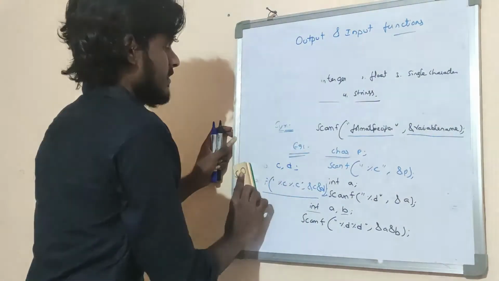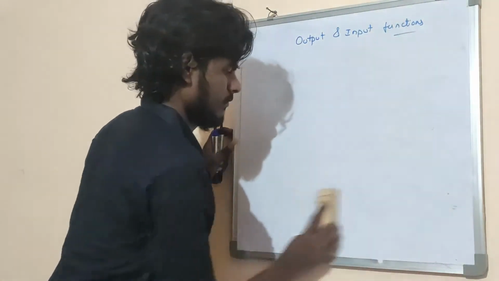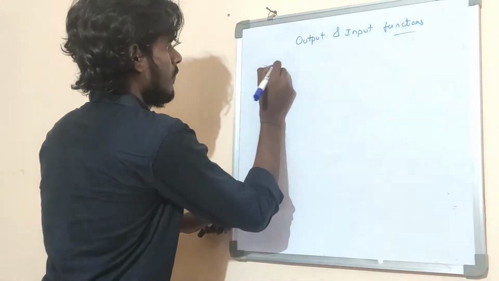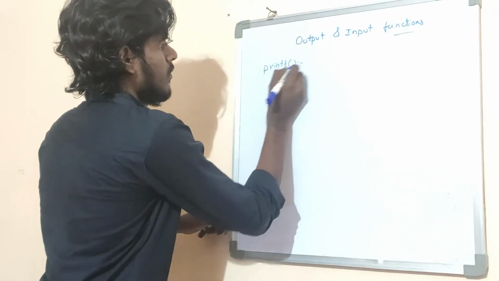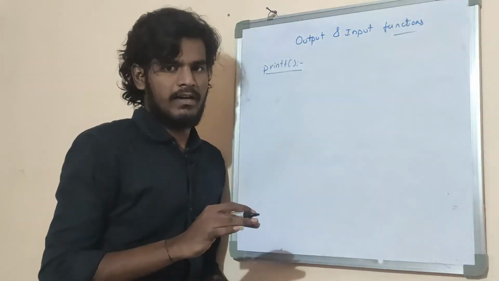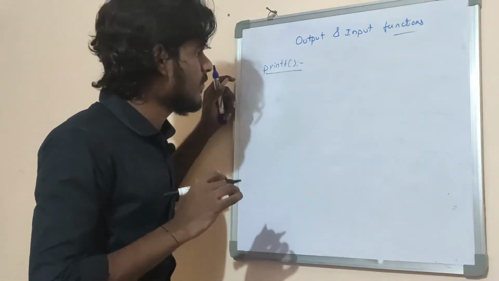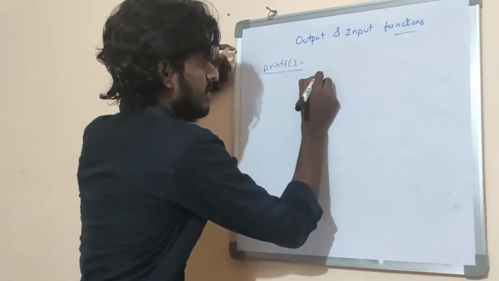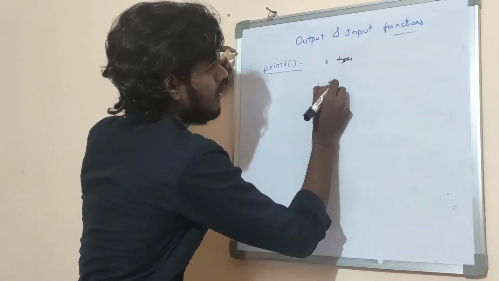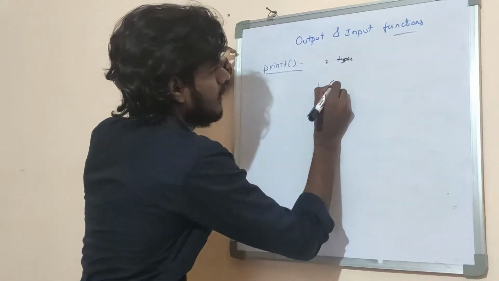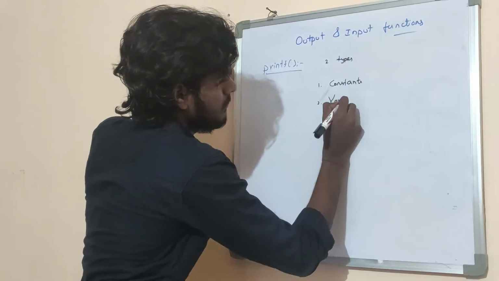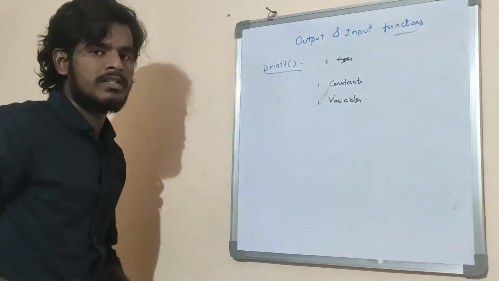we discuss the printf function. What is the printf function? It is used to print all types of data. It is of two types: to print constants and to print variables.